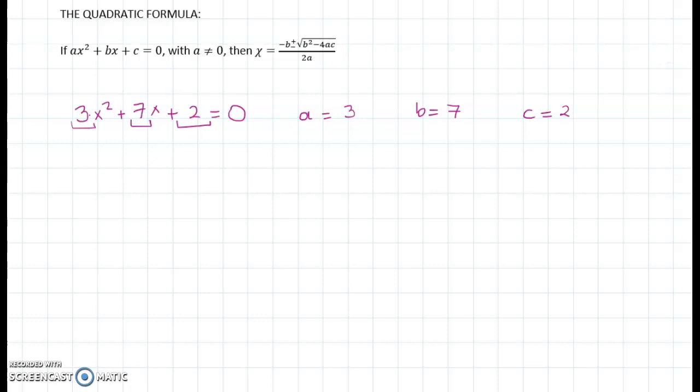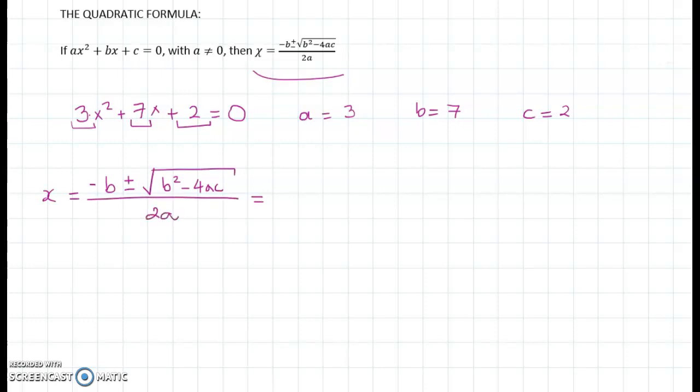Now we want to apply the formula, so let's write it again. We want to say that x is, following the formula that's written over here, negative b, then plus or minus, that means we have two options. Then we have the square root of b squared minus 4ac, and we have all of that divided by 2 times a, 2a.